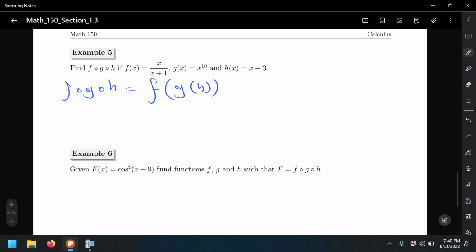Doesn't the bubble just mean multiplied? No, it means composition. It means composition. The multiplication would be just a little dot. Okay.